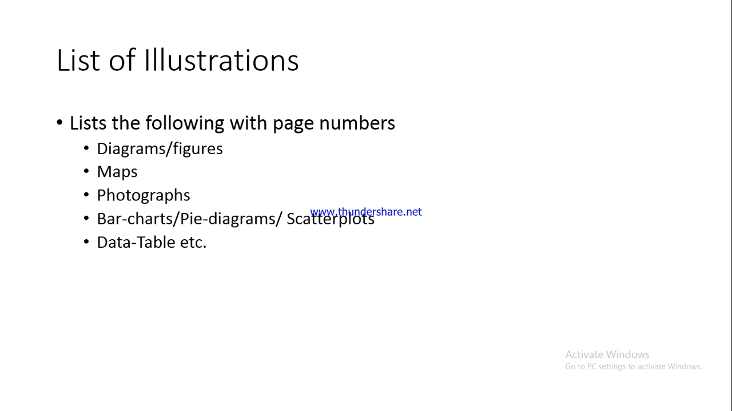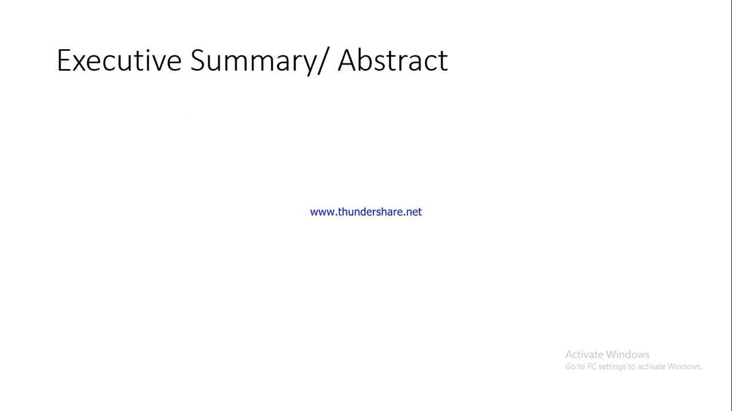Why is the list of illustrations given? So that if a particular reader wants to go straight away to a particular data table, he can look at the list of illustrations, find out where that particular data table is in the research report, and then he may straight away go to that particular page number and read the data table. So that is the job of the list of illustrations. That is the function that the list of illustrations performs. So it's similar to the table of contents.